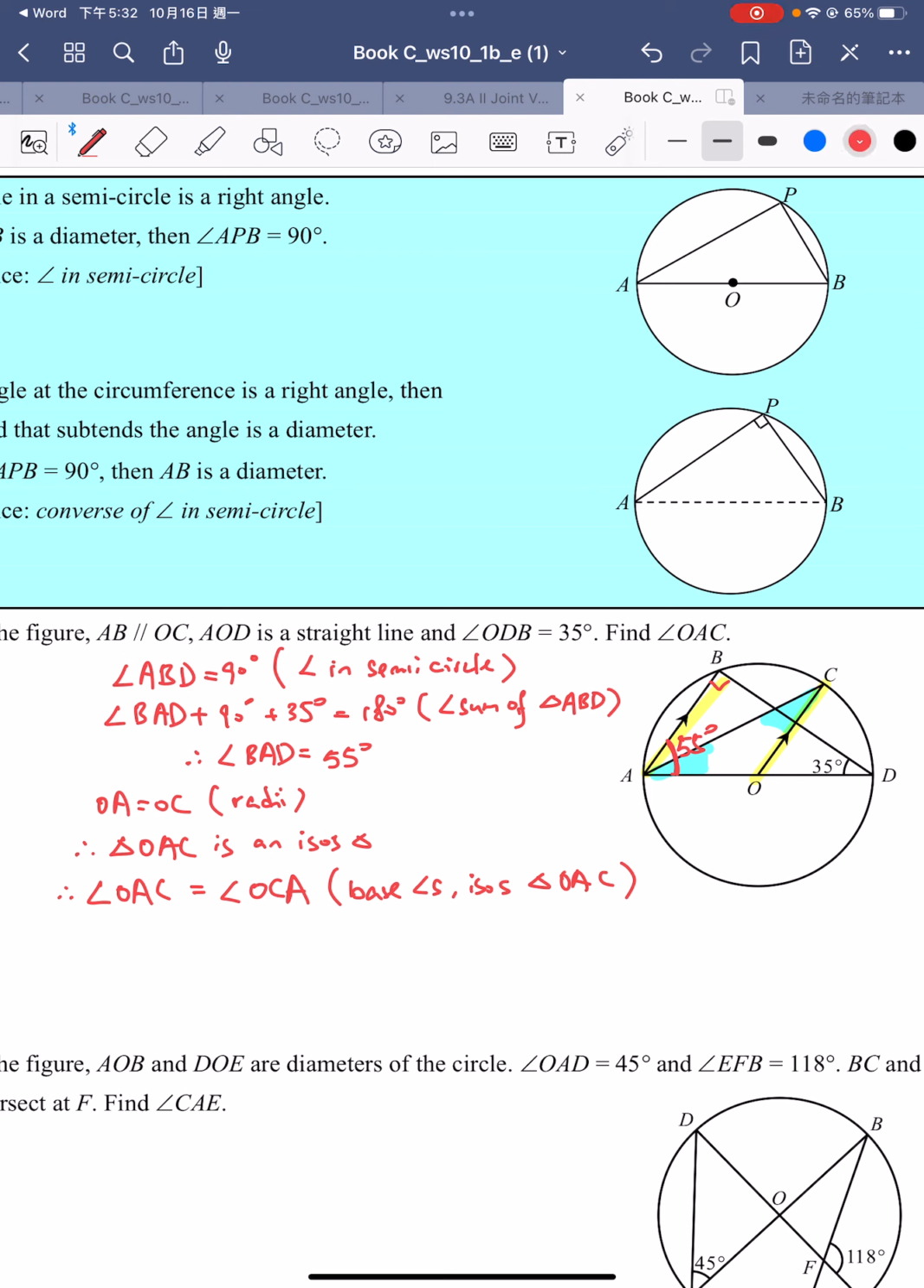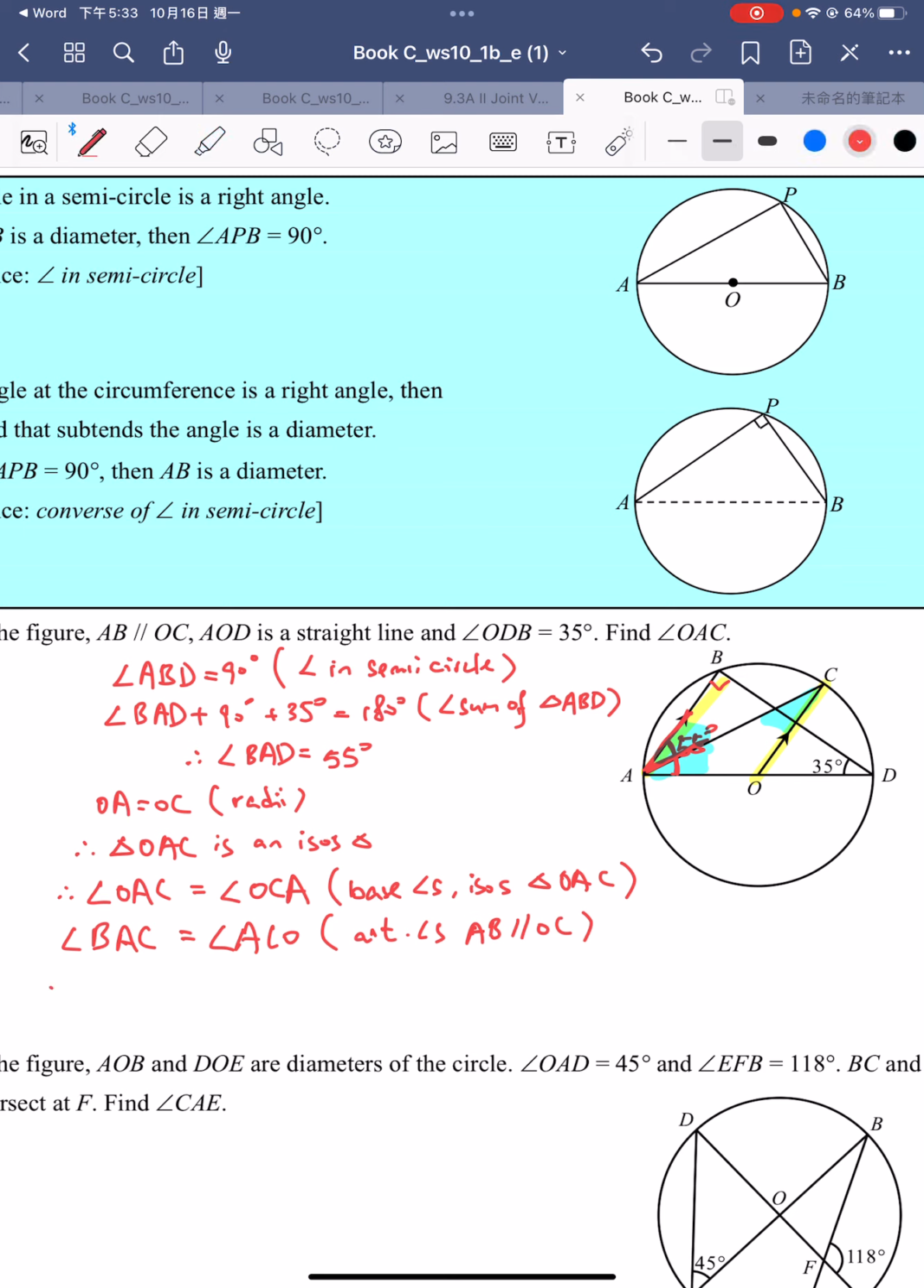So we can write it down. The angle BAC is actually equal to the angle ACO. The reason for that is the alternate angles, and we have AB parallel to OC. So now we can say that both of these two angles, BAC and ACO, are the required angle. The angle BAC is the required angle as well.